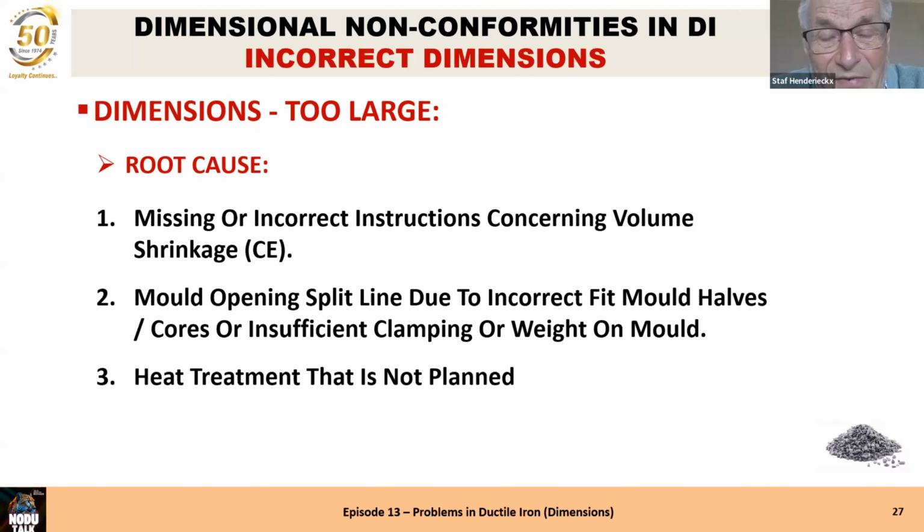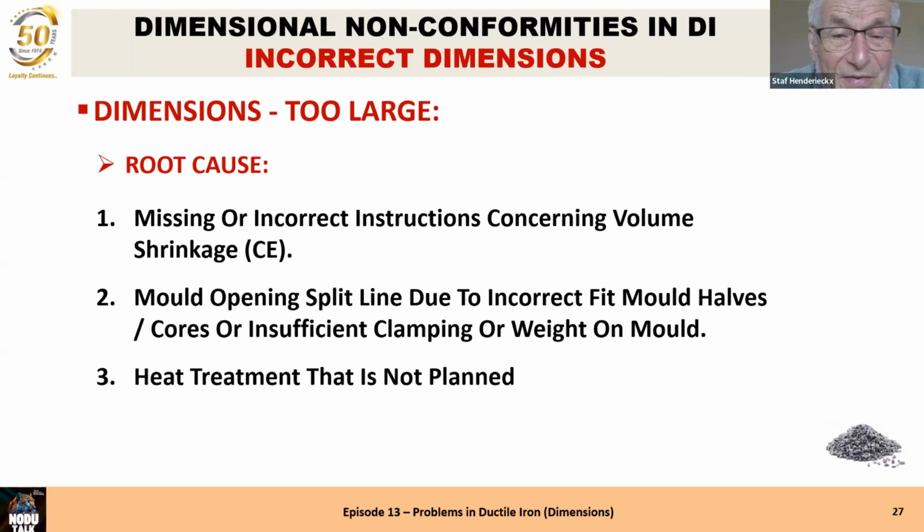And the second thing is the split line. We see so many castings with a flash at the split line. Don't forget about this. If there is a flash at the split line, your dimensions concerning the split line are bigger, and you will have a bigger casting instead of the one you are expecting. The split line is mostly due to insufficient clamping or weight of the mold that you plan.